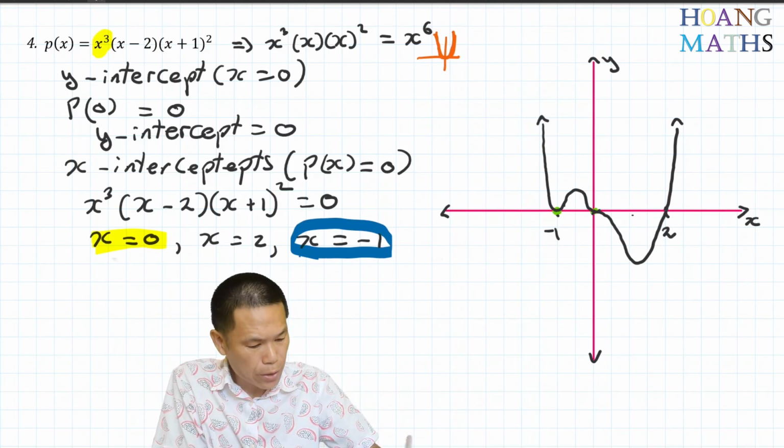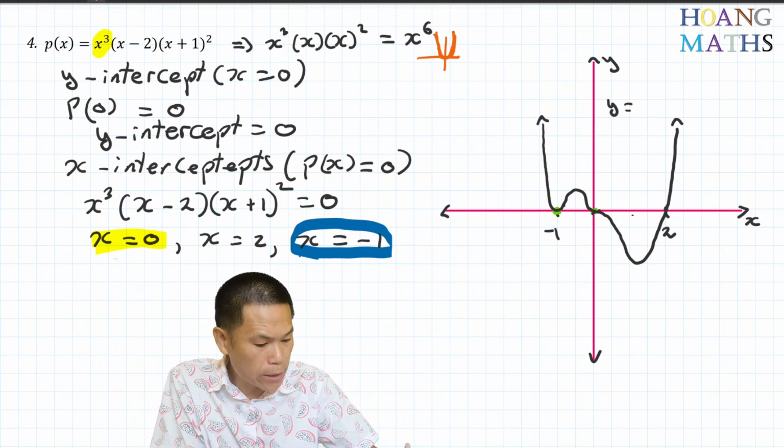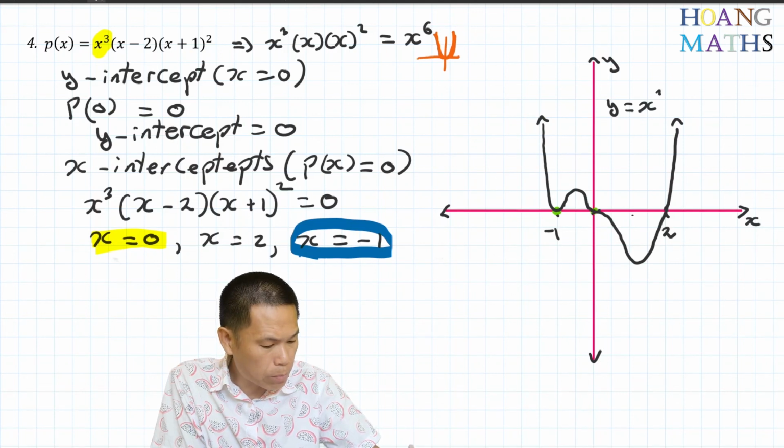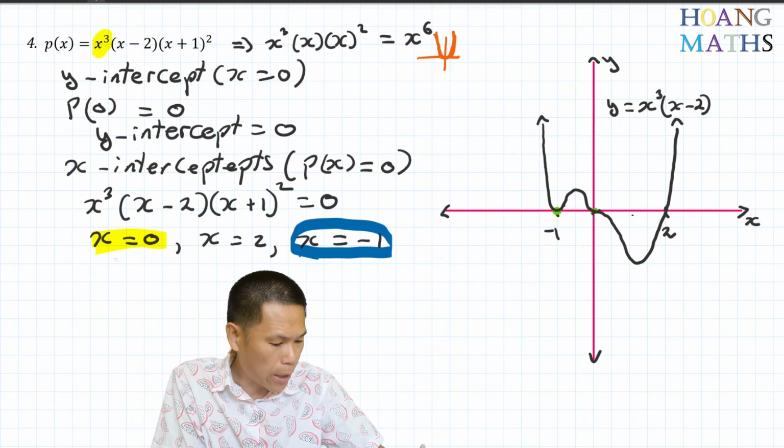There you go. So this is y is equal to x to the power 3, (x minus 2), and (x plus 1) to the power of 2.